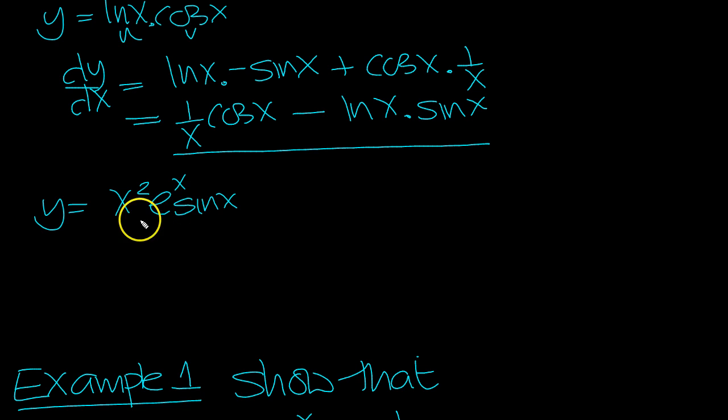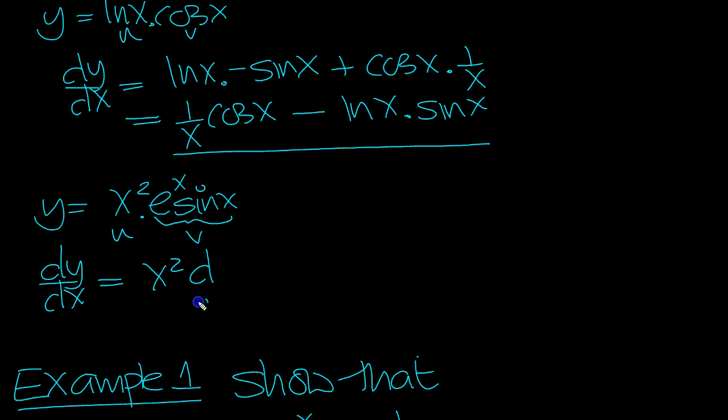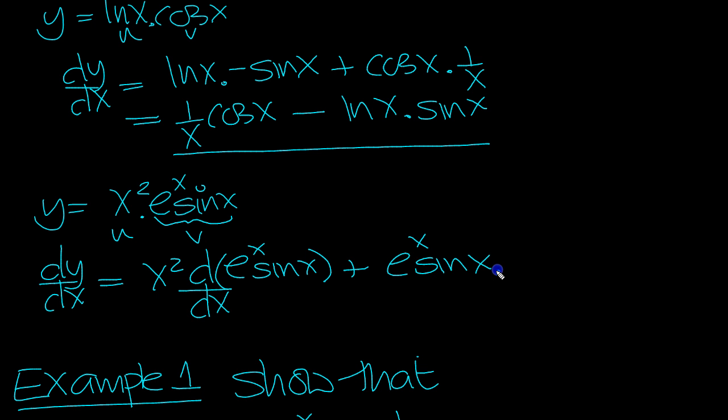Now here there's 3, so we'll have to do it step by step. We can label this u and this part here as v, can't we? And then we can work out this, because it's a product, we'll have to do it again. So it's a 2-step solution here. So the first step is dy/dx is equal to u times dv/dx. So that's d by dx of this, e to the x sine x, plus v, e to the x sine x, times du, which is 2x.